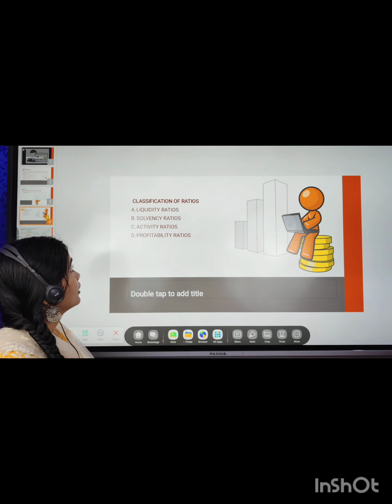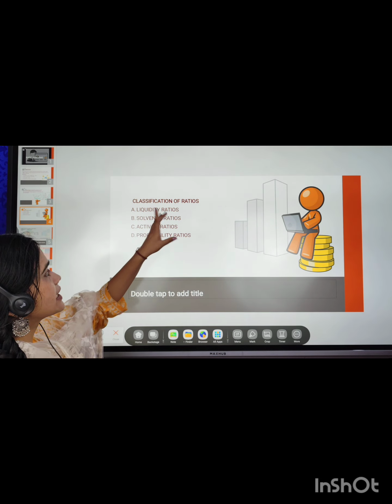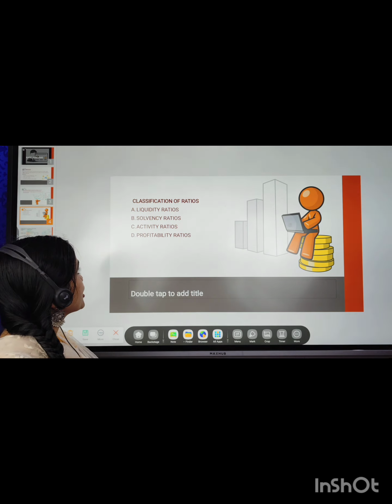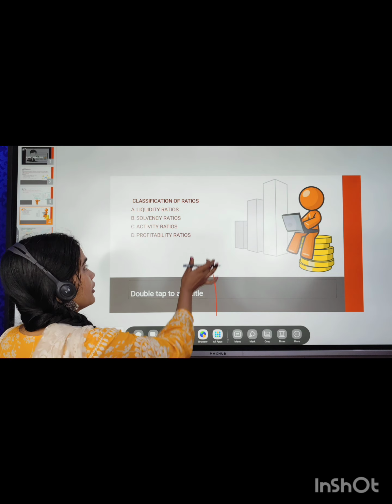Now, classification of ratio. We classify ratios into 4 types. One is liquidity ratio, another is solvency ratio, third is activity ratio, and the fourth one is profitability ratio.